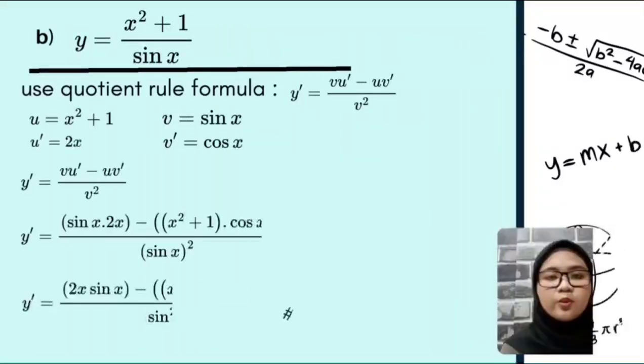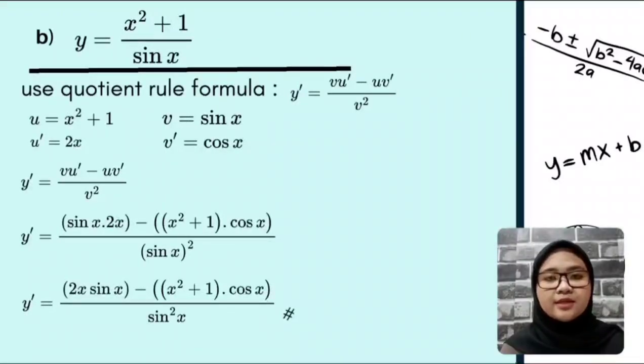For the second function, y equals (x squared plus 1) divided by sin x, I set the numerator u equals x squared plus 1 and the denominator v equals sin x. Their derivatives are u prime equals 2x and v prime equals cos x. Using the quotient rule with the formula y prime equals (v u prime minus u v prime) divided by v squared, substitute everything in and simplify the numerator to obtain the final expression.